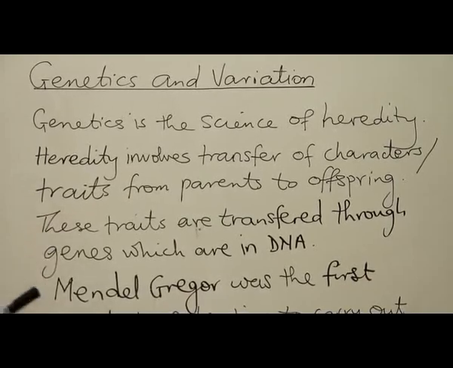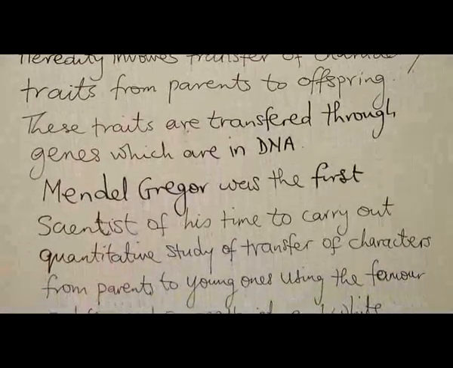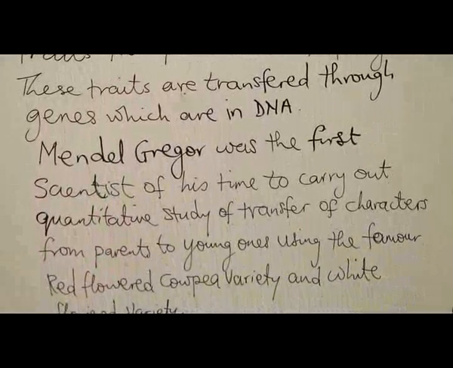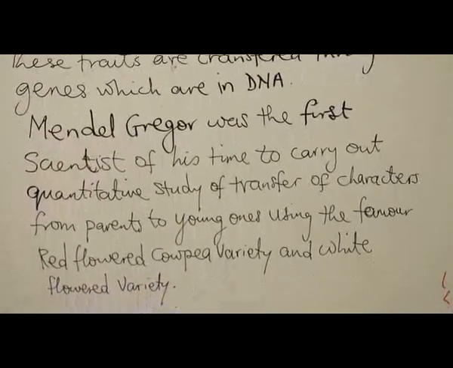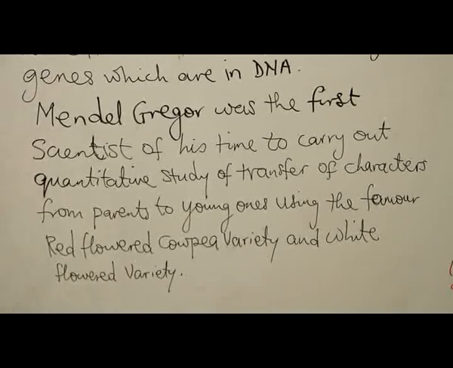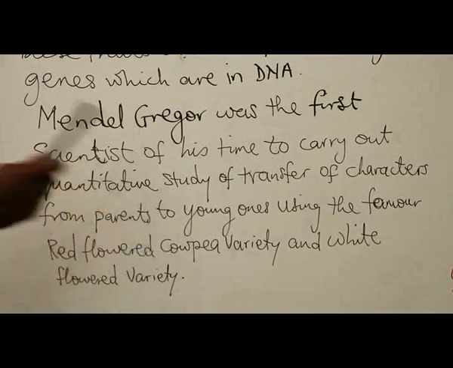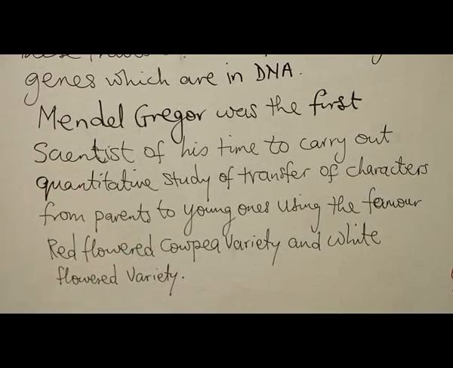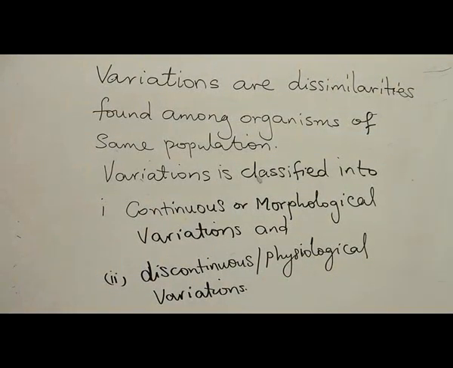Heredity involves transfer of characters, or what we call traits, from parents to offspring. These traits are transferred through genes, which are in DNA. DNA molecules are found in chromosomes, and chromosomes are found in the nucleus of a cell. Mendel is regarded as the father of genetics because he is the first scientist of his time to carry out a quantitative study of transfer of characters from parents to young ones, using his famous red-flowered cowpea variety crossed with white-flowered variety. Variations are the similarities and differences found among organisms of the same population.